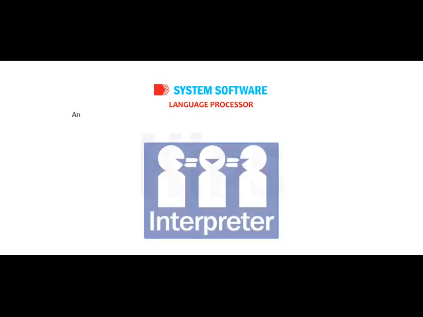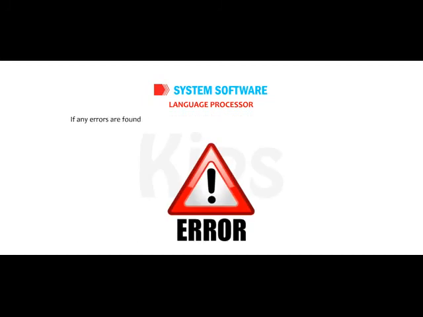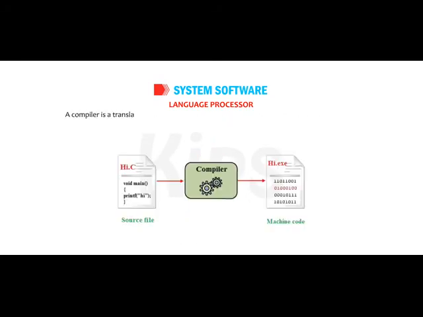Interpreter. An interpreter translates the program code line by line and simultaneously executes the converted line. If any errors are found, it displays the error and does not proceed till the error is rectified. Compiler. A compiler is a translator program that converts the whole program into equivalent machine code in one go. It generates the object code for the program along with the list of errors.